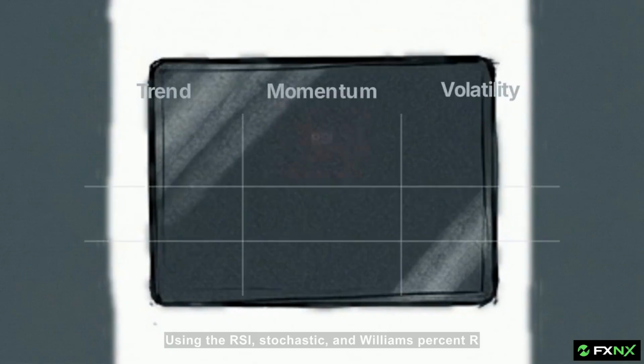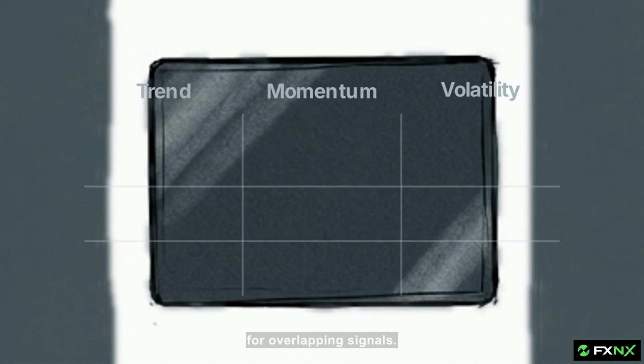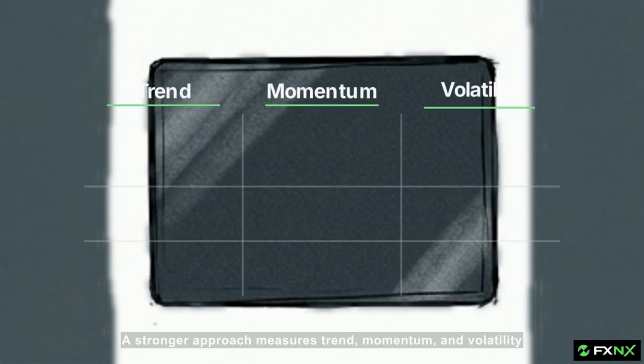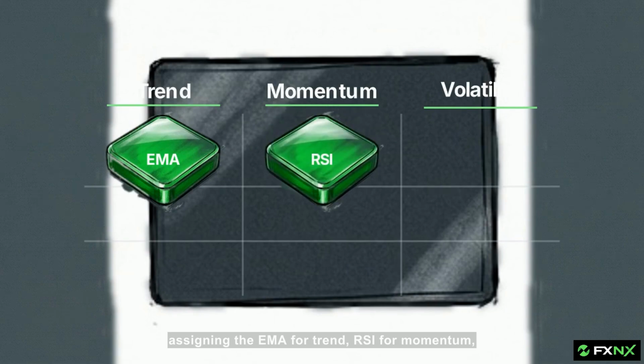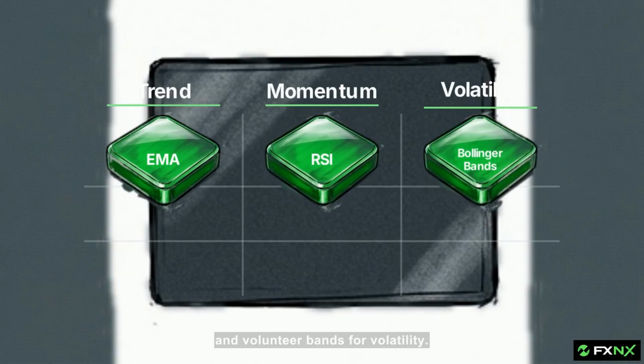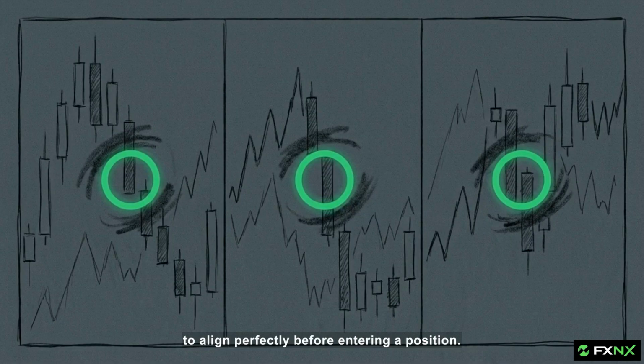Using the RSI, stochastic, and Williams %R is redundant. You measure momentum 3 ways, burning your limit for overlapping signals. A stronger approach measures trend, momentum, and volatility independently, assigning the EMA for trend, RSI for momentum, and Bollinger Bands for volatility. There is a strict trade-off to this system.